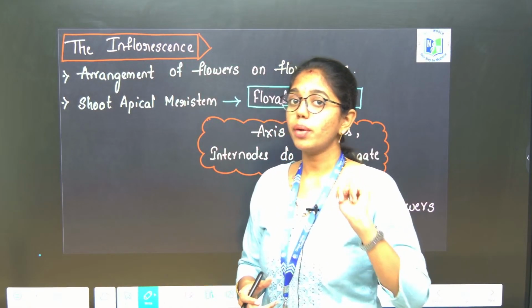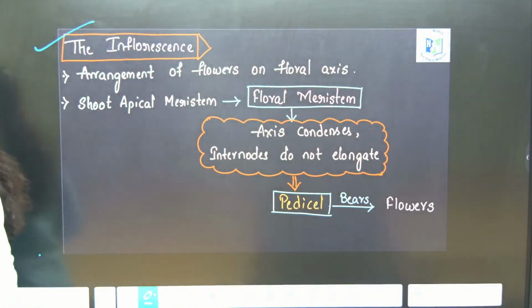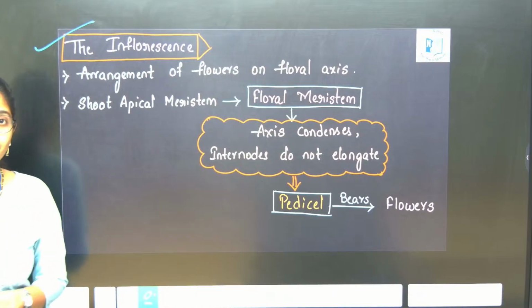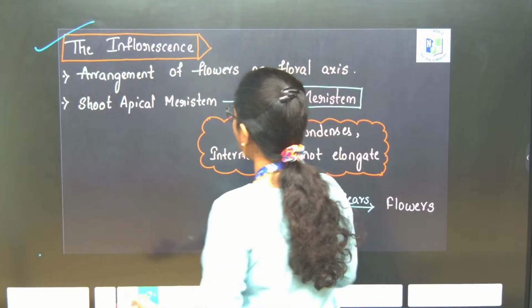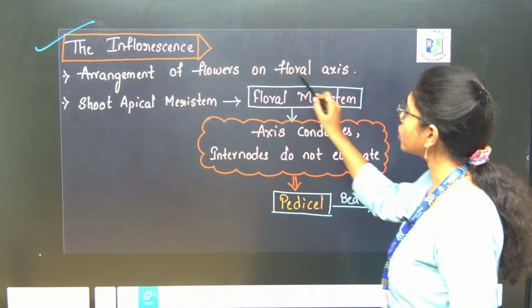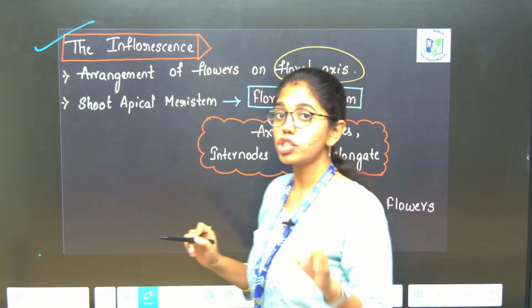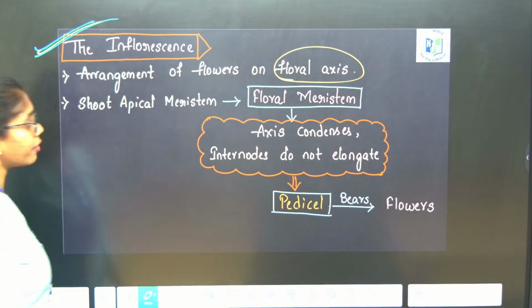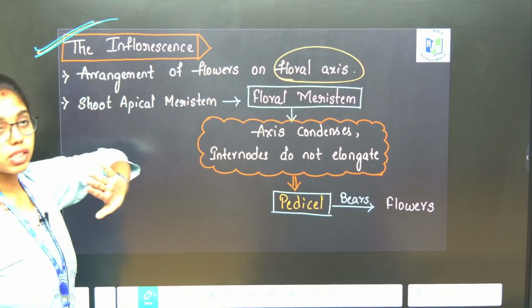We are left with two more segments: one is inflorescence and second is fruit. So how can you define inflorescence? Inflorescence can be defined as the arrangement of flowers on the floral axis. How flowers are arranged on the floral axis, you will get to know from the type of inflorescence. How inflorescence is made first, from where inflorescence is made.